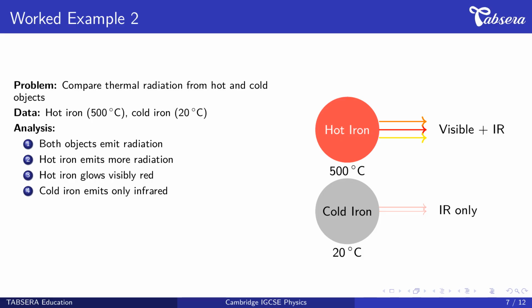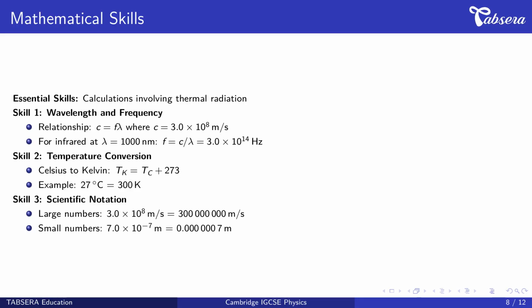Fourth, the cold iron emits only infrared radiation, invisible to our eyes but detectable with thermal cameras. The diagram shows the hot iron emitting intense, visible and infrared radiation, while the cold iron emits weaker infrared radiation only. Mathematical skills are crucial in thermal radiation physics. Let's examine 3 key skills.